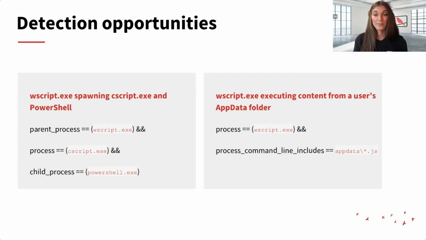Then the detection opportunity on the left is detecting the chain of process execution. So that's WScript spawning cscript and then cscript spawning PowerShell.